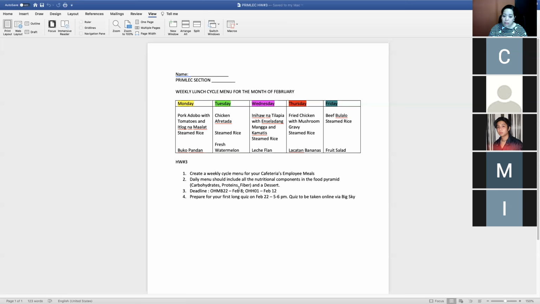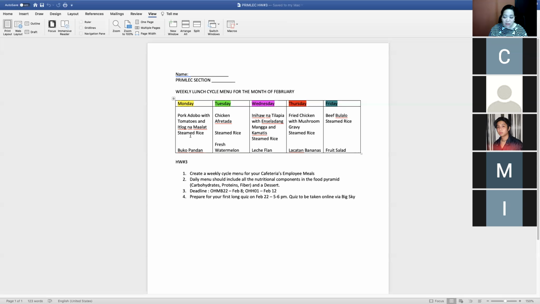All you have to do is create meals. You could stick to just doing Filipino menus so that you're more familiar with it. Or in the case of Seiko, if you want to do Korean, it's okay, but make sure you put it in English, not in the Korean language, so that I will understand what your dishes are. To give you an example, I made here an example of a weekly cycle menu.